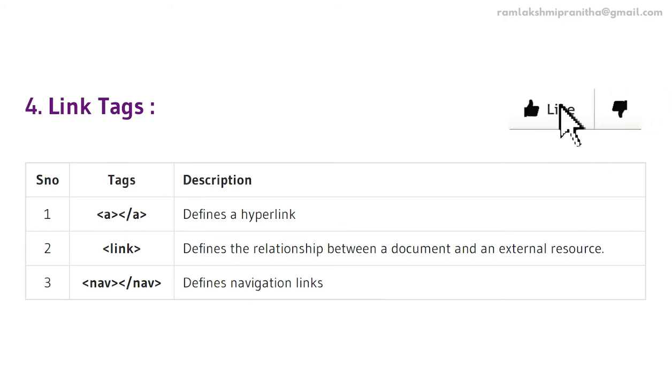4. Link tags. Next, let us learn about some of the link tags. 1. Open and closed anchor tag. Anchor tag defines a hyperlink in the HTML document. 2. Link tag. Link tag defines the relationship between a document and an external resource. 3. Open and closed navigation tag. Navigation tag defines navigation links.